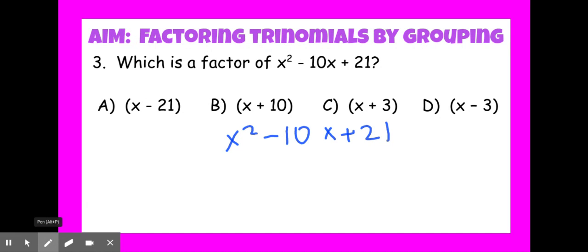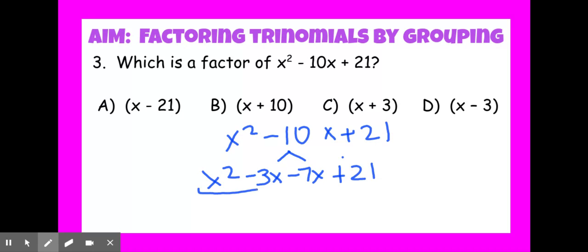Now you just found out that negative 3 and negative 7 were our two numbers. So we're going to break that up, and we're going to make it negative 3x and negative 7x. We bring down our 21, we bring down our x squared. And now we have a 4-term polynomial, which we can now group. The goal is to break it up, not to combine like terms again.